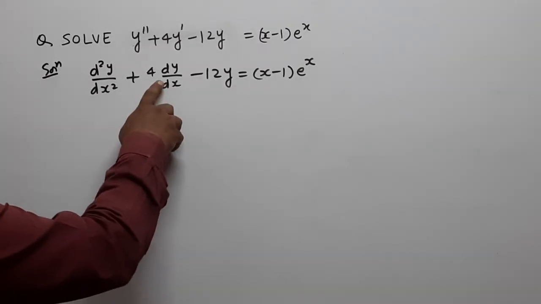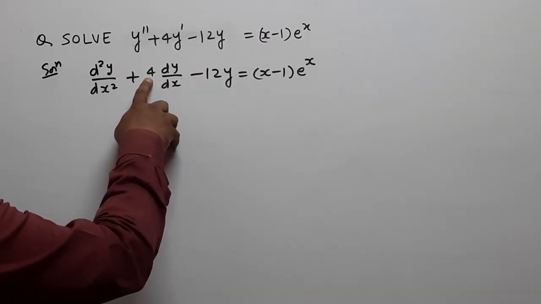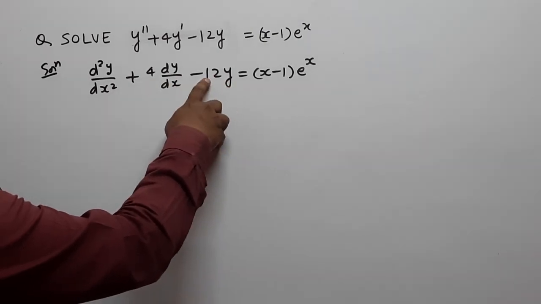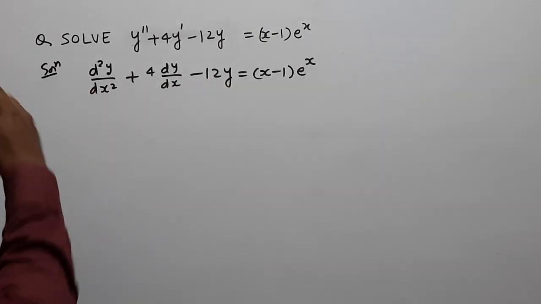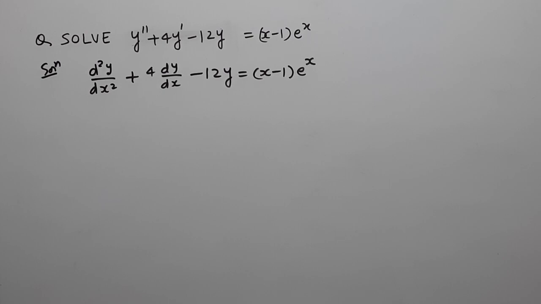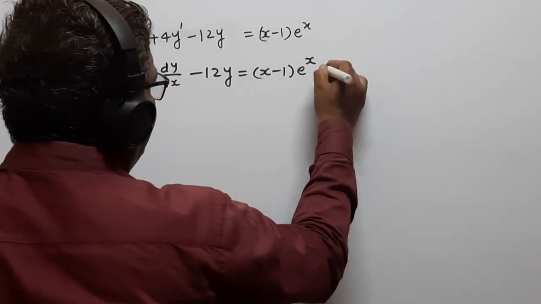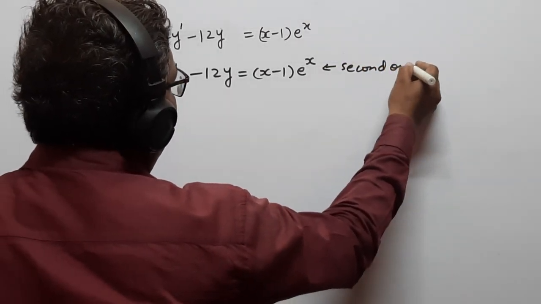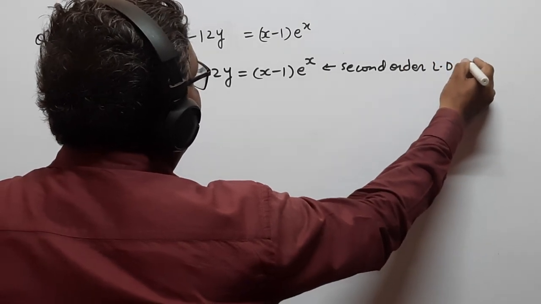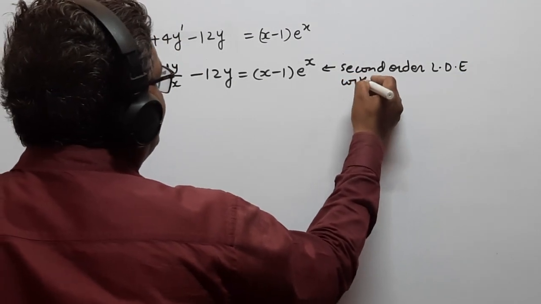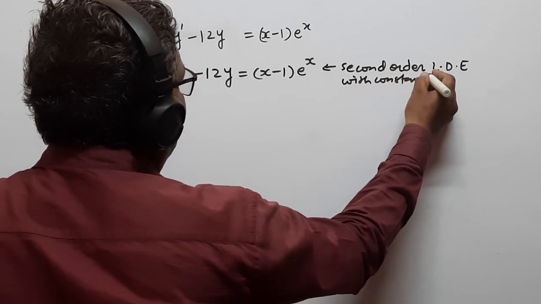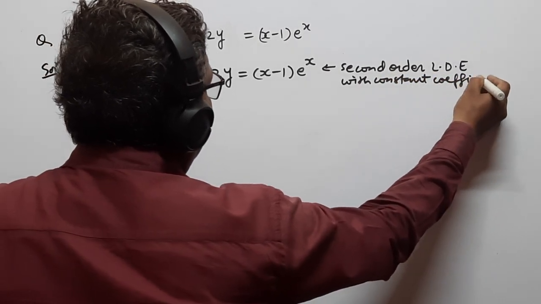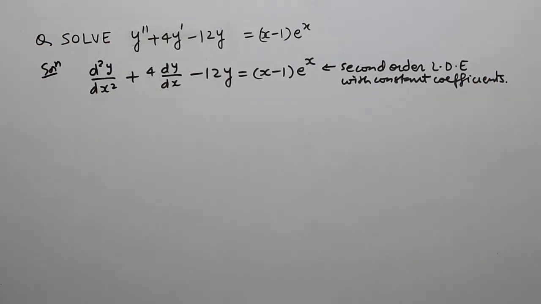As you can see here, the coefficient of dy by dx is 4, which is constant. The coefficient of y is minus 12, which is also constant. So this is a second order first degree linear differential equation with constant coefficient.